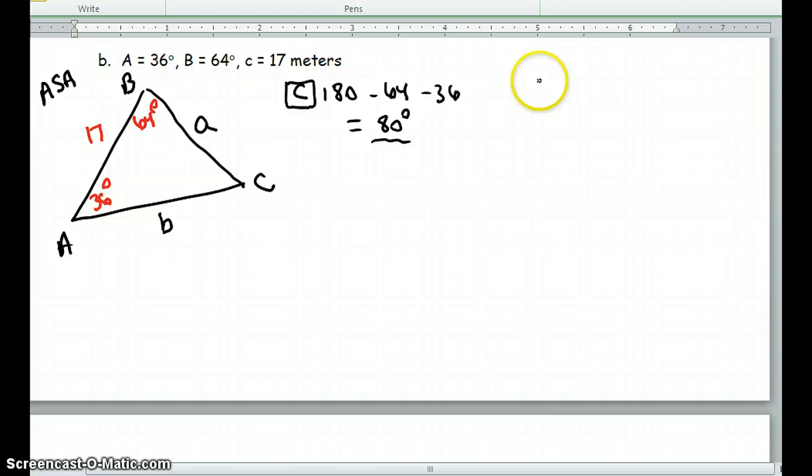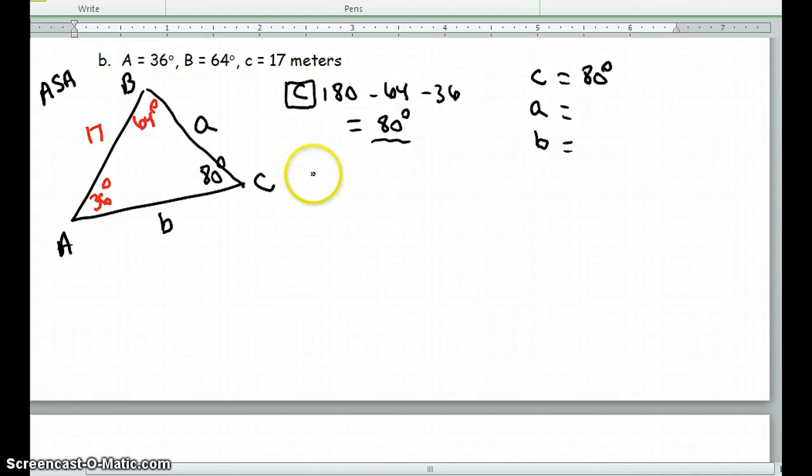Like I did before, I'm going to put C equals, what else are we looking for? A and B. So this is 80 degrees. And now, we're going to go ahead and write that in for C, just right here. Then we're going to go find A and B. It doesn't matter the order. So A.